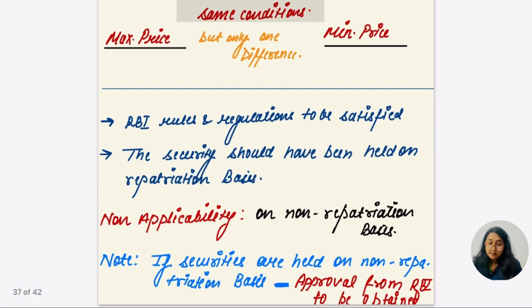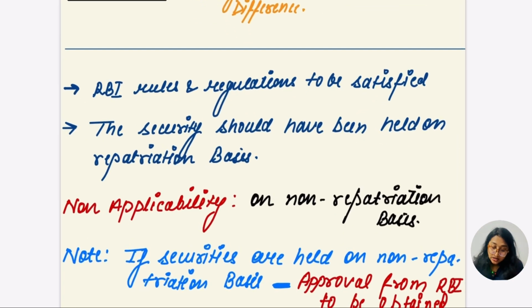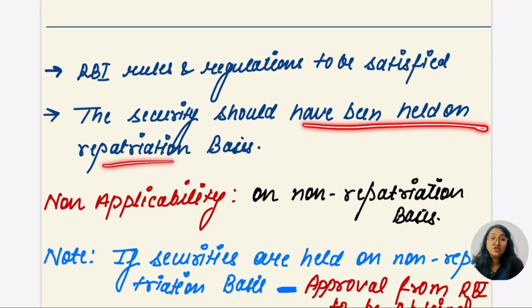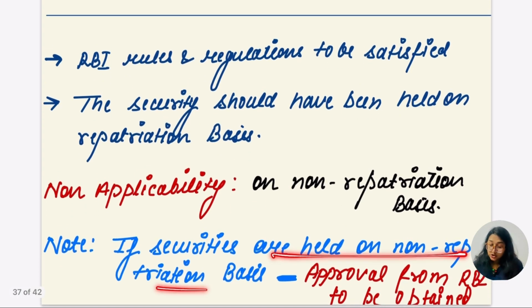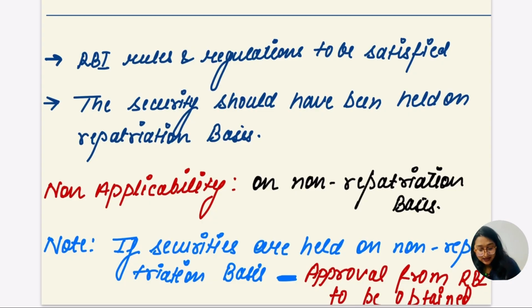There are some more conditions to be followed. RBI rules and regulations are to be satisfied. The security should have been held on a repatriation basis. I repeat, on the basis of repatriation. What if they are going for a non-repatriation basis? Wait, let me say it again. Non-applicability on the basis of what? Non-repatriation basis. But if securities are held on a non-repatriation basis, then approval from the RBI is to be obtained. The first thing is that it should be done on a repatriation basis. But if it has happened otherwise, no problem, take approval from the RBI.